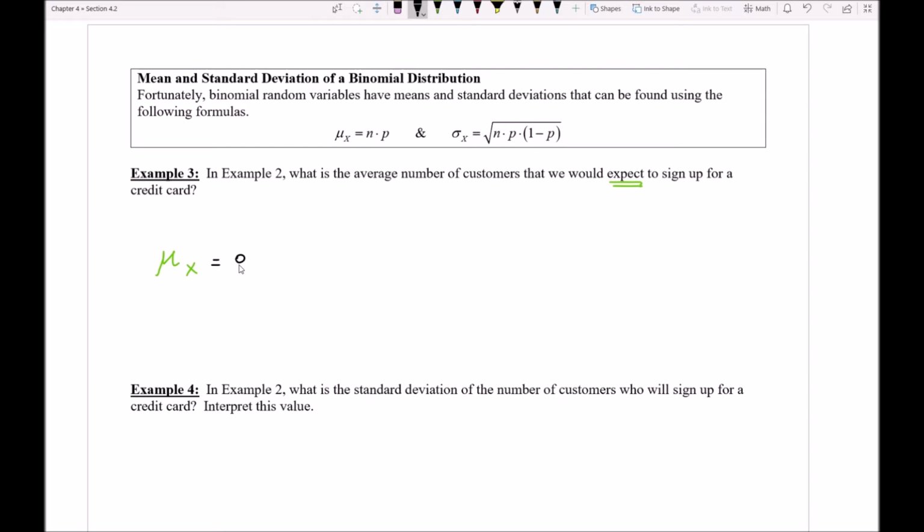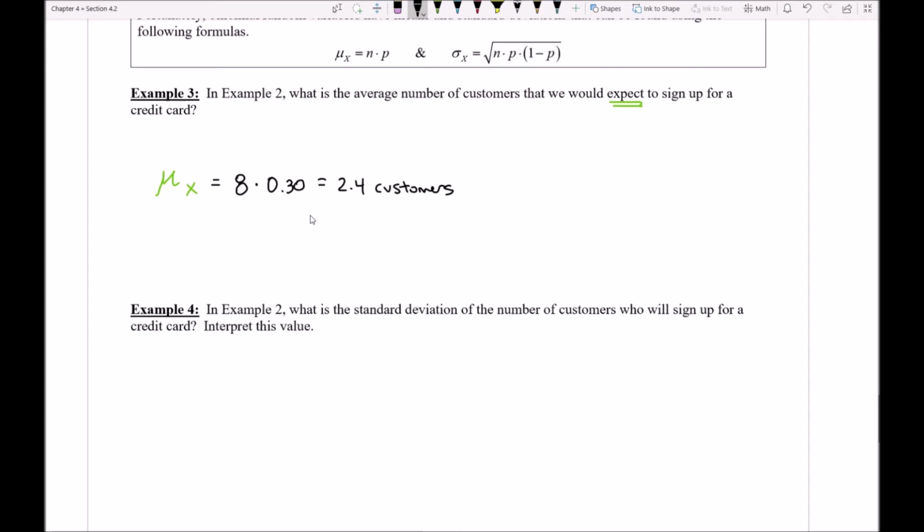Well, n was that there were 8 customers, and p was 30%. Now, this calculation here is going to produce a total value of 2.4, and my units on there would be customers. I would expect about 2.4 customers to sign up for a credit card. Now, overall, this really shouldn't be that surprising, because again, if 30% of individuals sign up for a card and we had 8 people, isn't this exactly what we would expect to happen? Seems like it.